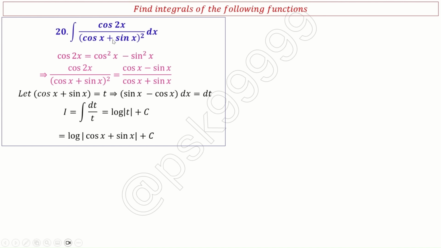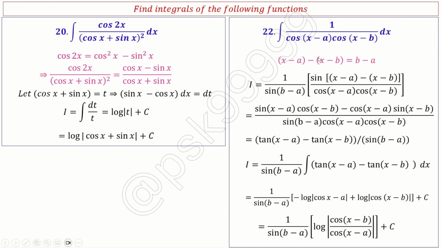Cos 2x by cos x plus sin x whole square. Cos 2x I can write as cos square x minus sin square x. So I am left with cos x minus sin x by cos x plus sin x. So I take the denominator as t, then I'll get the numerator into dx as dt. So this is nothing but integration of 1 by t dt, that is log t plus constant. So that is log of cos x plus sin x plus constant. Okay, so this is how such problems are done.